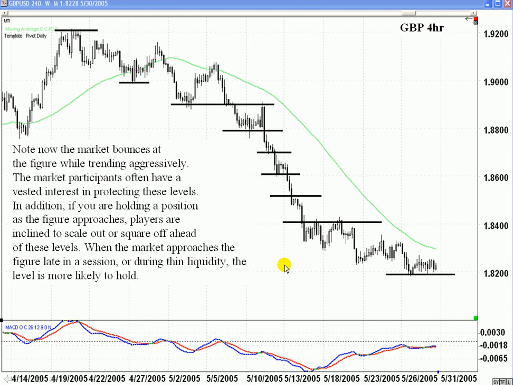You'll see in my live trading examples, and also in a lot of the pro traders reviews, and in some of the simulated scenarios here, that the market repeatedly in the British pound US dollar cross bounces at the figure.